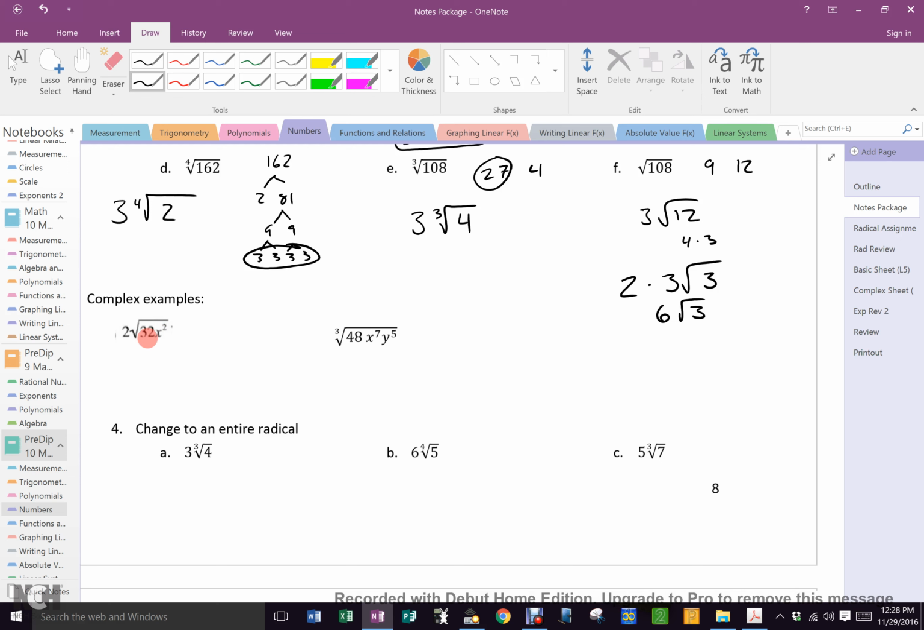You could use 8 and 4. I would use 16 and 2. Why would I use 16? Because it's a perfect square. Is everyone cool with that? So this becomes 2. And what's under there?